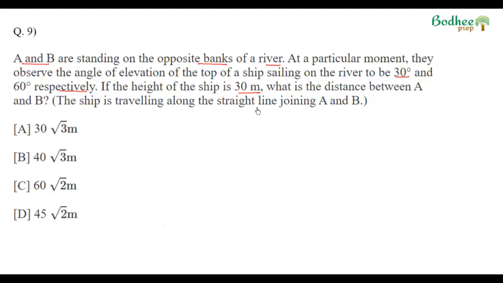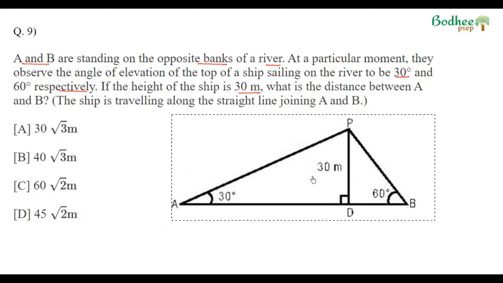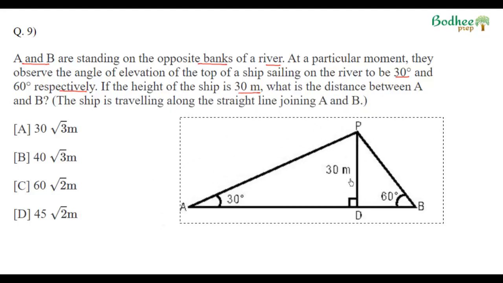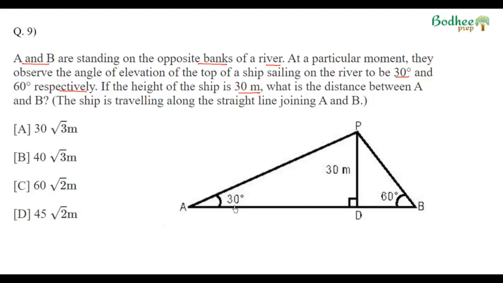Now if the height of the ship is given to be 30 meter, then what is the distance between AB? So we have to draw the simple diagram. It will look like this: this is the ship, this is the height, which is 30 meter, correct? And at one point the angle is 30 degree, and on the other side of the bank it is 60 degree. So we have to find the length of AB.